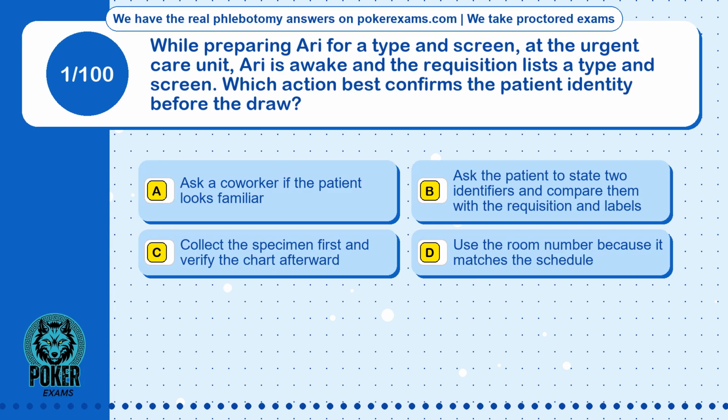Question 1. While preparing ARI for a type and screen at the urgent care unit, ARI is awake and the requisition lists a type and screen. Which action best confirms the patient identity before the draw?